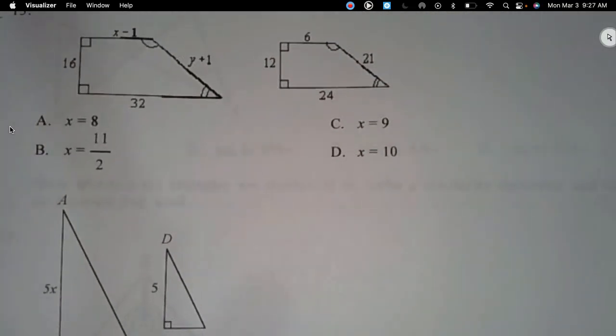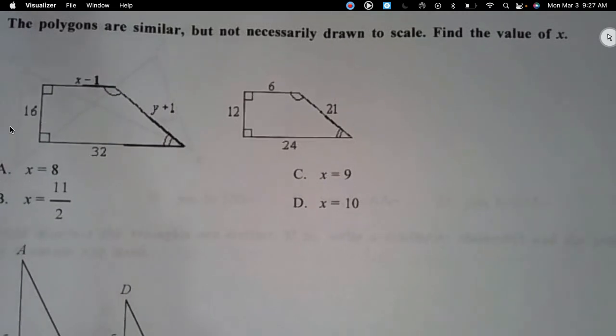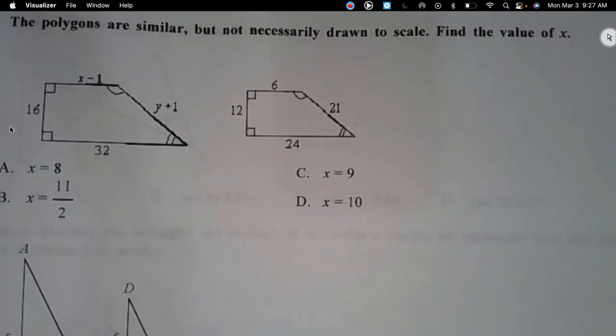Okay. This one wants me to find the value of x. So I'll just set up a proportion. The shape is different tomorrow, but it's the same type of problem. So x is what I care about, not y. So x minus 1, what does it go with? 6. All right, and now pick another thing that we know. 16 and 12. That's the ones I would have picked. What else could you have picked, though? The 32 and the 24. You could have picked those.